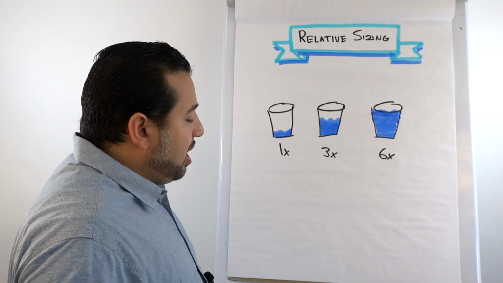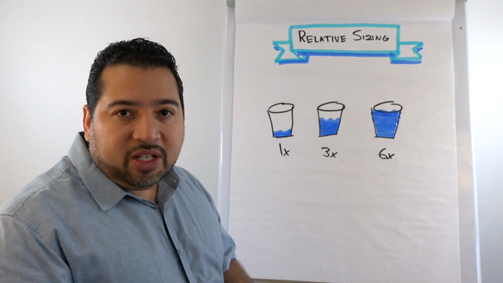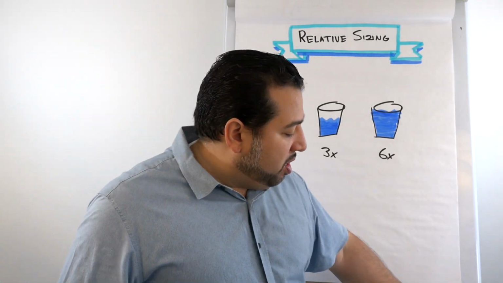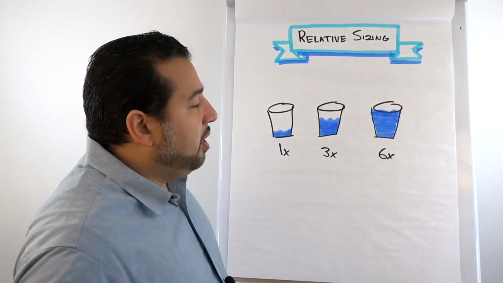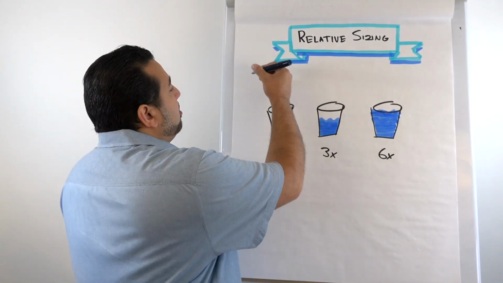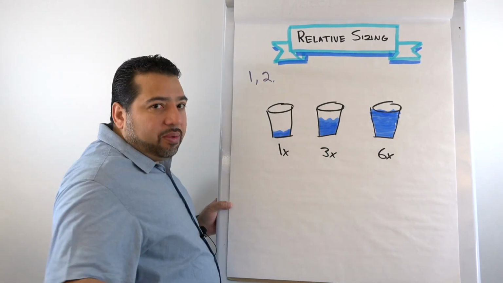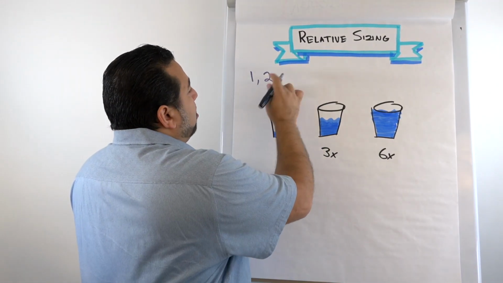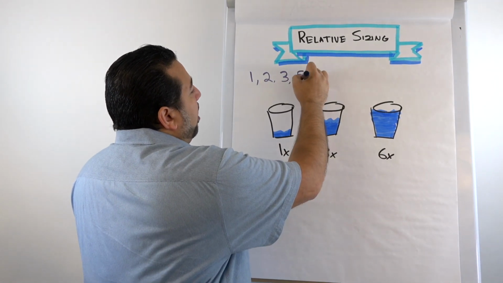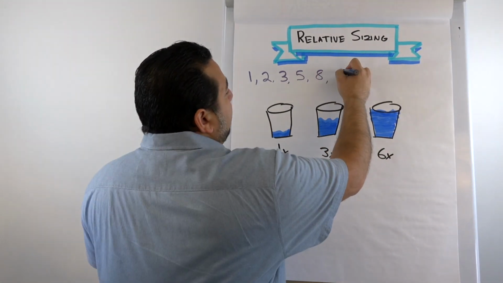Now, what teams use is something called a modified Fibonacci sequence, also known as story points, which was created by Mike Cohn, and we give him credit for that. The traditional Fibonacci sequence is where you take the last 2 numbers in the sequence and add them up to get the next number. So 1 plus 2 is 3. 3 plus 2, 5. 5 plus 3, 8. 8 plus 5, 13.